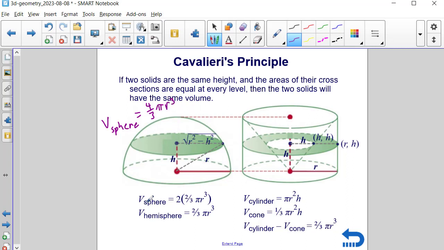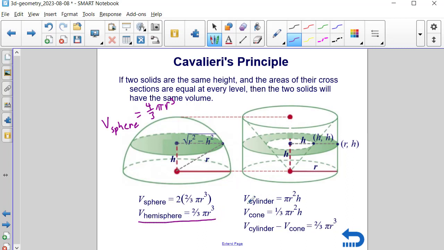Well, we can rewrite the volume of a sphere as being 2 times 2/3 pi r cubed. You can rewrite 4/3 as 2 times 2/3, and that's what was done here. And then if you take half of 4/3, you just get 2/3 pi r cubed. So that's the volume of a hemisphere.